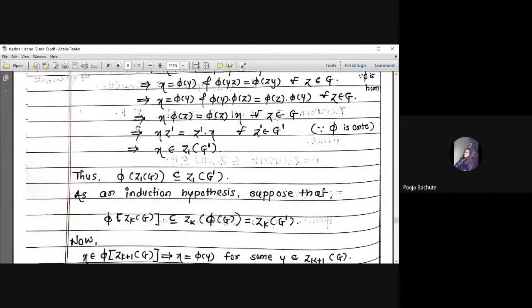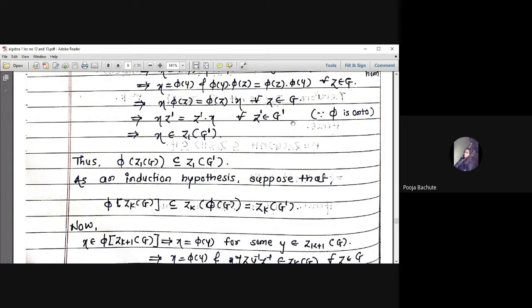Okay. Hence, we get, but x is equal to what? Phi of y. So putting the value of phi of y here, what we have? X into phi of z, which is equal to phi of z into x for all small z belongs to G. Okay. So assuming phi of z is equal to z dash.